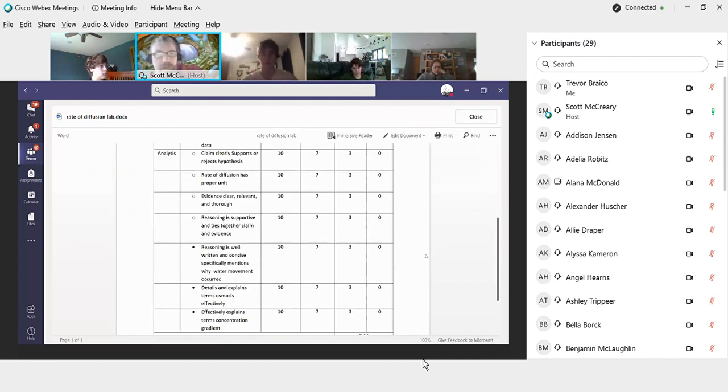Great, thank you. So when we look at the analysis, claim or support, rate of diffusion has proper unit. Did we talk about the proper unit, what that proper unit is and how to derive it? Yes. Okay. So we know it's going to be a centimeter cubed per second, right? So you need to make sure you have that. Evidence clear, relevant, and thorough. So the evidence is going to be your rate of diffusion.